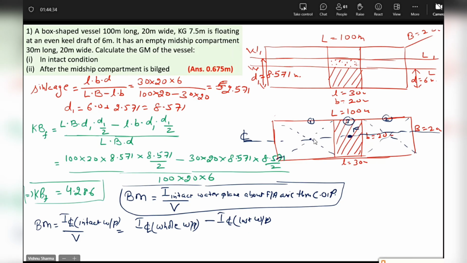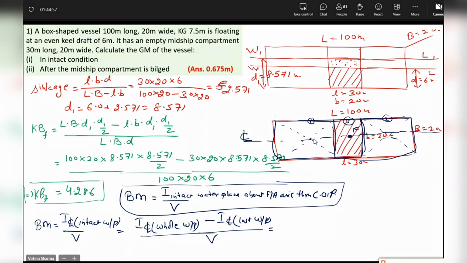Yes, sir. From the ICL of this full area, if I remove the moment of inertia of this lost one, will I be left with the moment of inertia of the intact one only? Yes or no? Yes, sir. Divided by volume of displacement. Now I'll put in the notational form, then I'll put the values and you'll calculate.